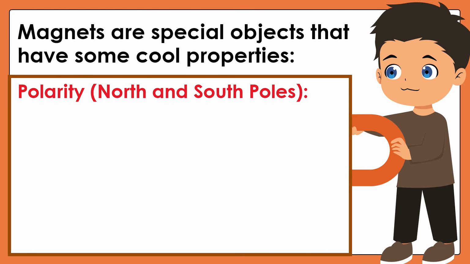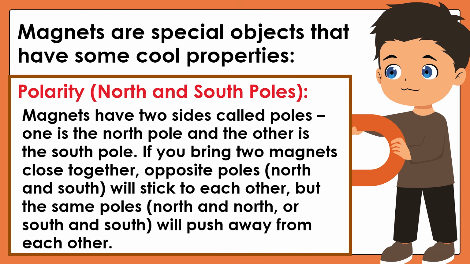Magnets are special objects that have some cool properties. First, polarity, the north and south poles. Magnets have two sides called poles. One is the North Pole and the other is the South Pole. If you bring two magnets close together, opposite poles, the North and South, will stick to each other. But the same poles, North and North, or South and South, will push away from each other.